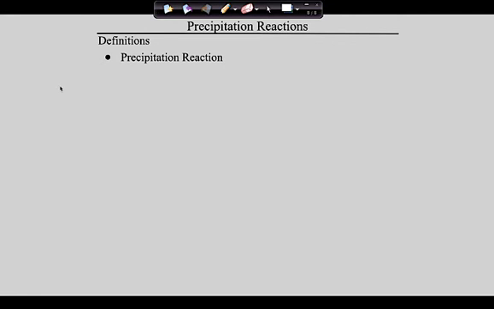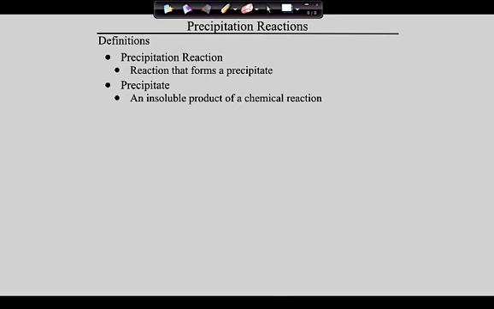So guys, when we talk about precipitation reactions, we're obviously talking about reactions that form precipitates. And when we talk about precipitates, we are talking about insoluble products of chemical reactions. Now guys, in order to figure out which products are insoluble, we obviously need to know solubility rules. We're going to give you the opportunity in just a minute to stress test your solubility rules and figure out whether or not they work.